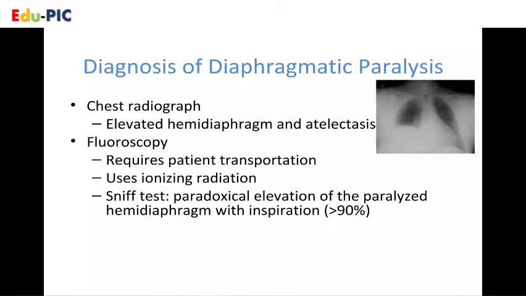Diagnosis of diaphragmatic paralysis. You can suspect from the chest radiograph, as you can see here, the elevated right copula, which is significantly high, but this is not a sure diagnosis. We have to go for a further tool to confirm this diagnosis. We can use fluoroscopy, but it has some limitations because it requires patient transportation and you will use ionizing radiation. You will depend on the sniff test, which is showing paradoxical elevation of the paralyzed hemidiaphragm with inspiration.